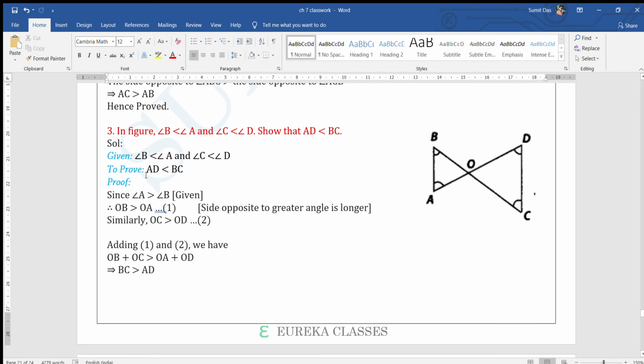So the given part, whatever is given, and the part to prove, I'm not repeating, whatever you can see. Proof.